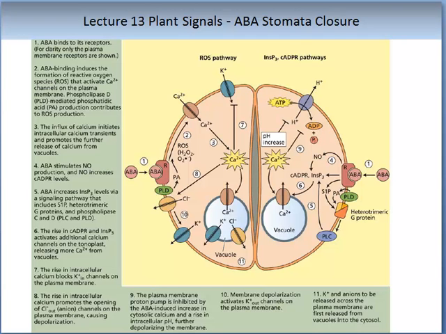Membrane depolarization activates potassium ion channels, releasing potassium ions out across the plasma membrane. Potassium ions, to be released across the plasma membrane, are released first from the vacuoles into the cytosol. In summary, this is an elegant process that involves not only hormone signaling, calcium, potassium and chloride channels, but also ATP in the form of energy.